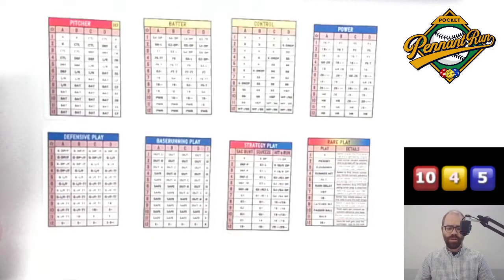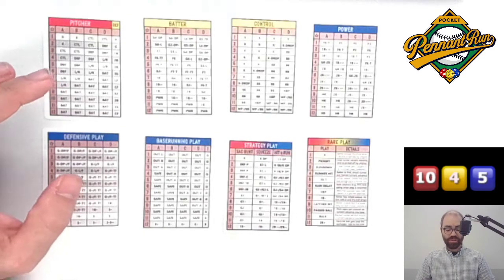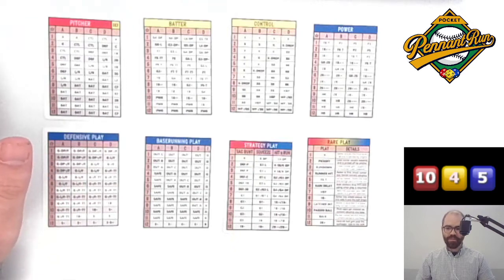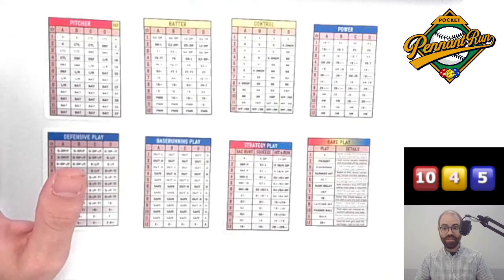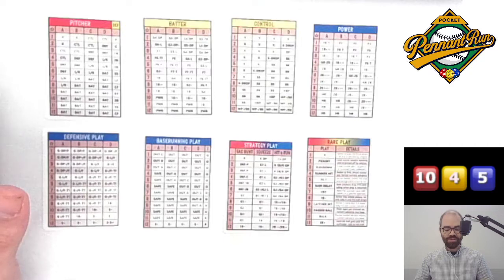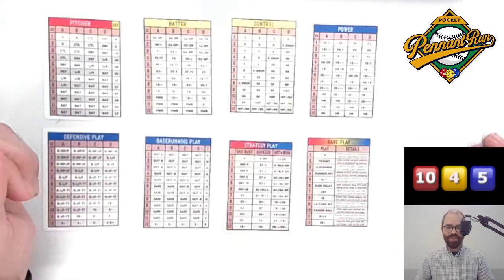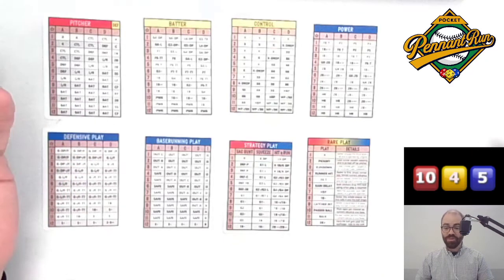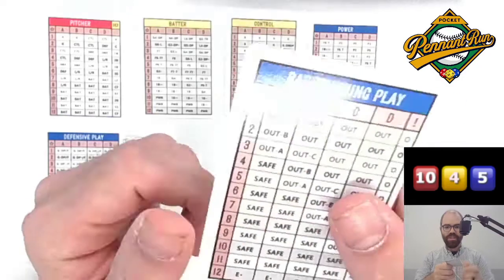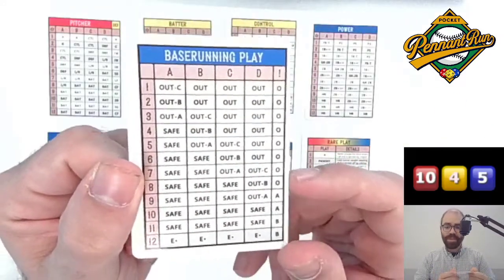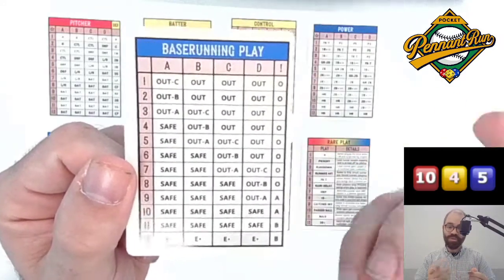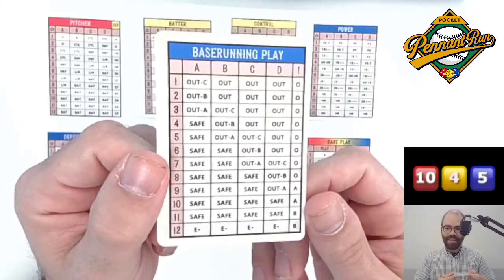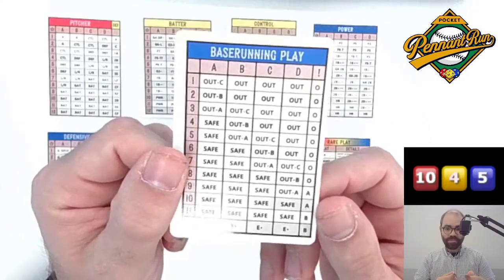So we've covered all of the main result charts in Pocket Pennant Run. Now we're going to start looking at some of the strategy / optional charts, things that don't come into play on every at bat, things that you can choose to use. And we're going to start with this base running chart. Base running includes both stealing bases and tagging up on plays.